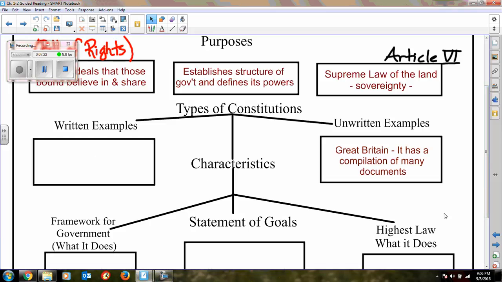For example, Great Britain has a compilation of many documents, three specific documents: the Magna Carta, the English Bill of Rights, and the Proclamation of Rights, I believe it's called. And so they don't have just one document like the United States, France, India, Italy, and Switzerland. These other countries have a written example. We can go and take a look at it.